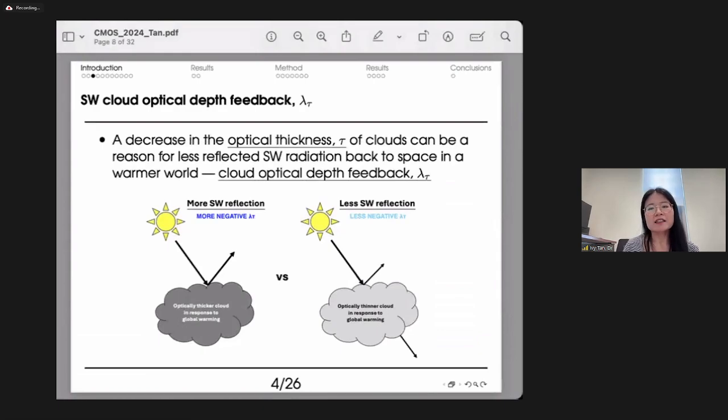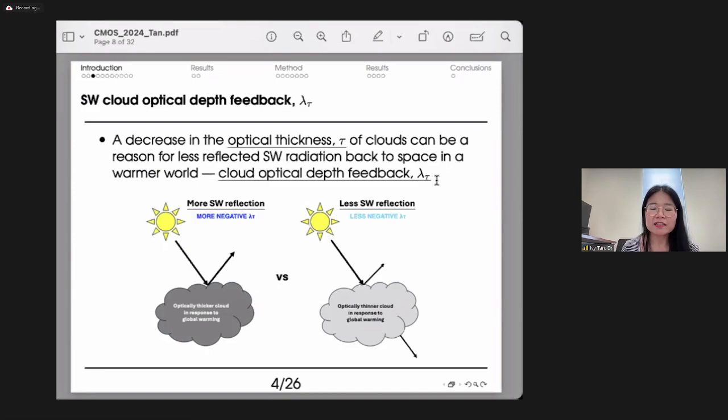But what might cause clouds to reflect less sunlight back out to space? Well, a decrease in the opacity of clouds, which I'll denote by the Greek letter tau for the rest of this talk, is a key reason for why clouds might reflect less sunlight back out to space in response to global warming. This makes sense because optically thick clouds tend to act like a reflective blanket that deflects any sunlight that reaches it right back out to space. This change in cloud optical thickness in response to global warming is what's known as a cloud optical depth feedback, which I'll denote by lambda sub tau for the rest of this talk.